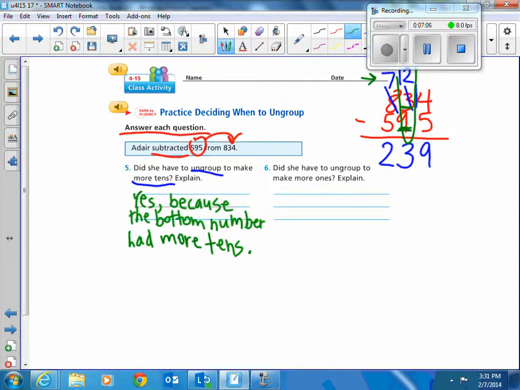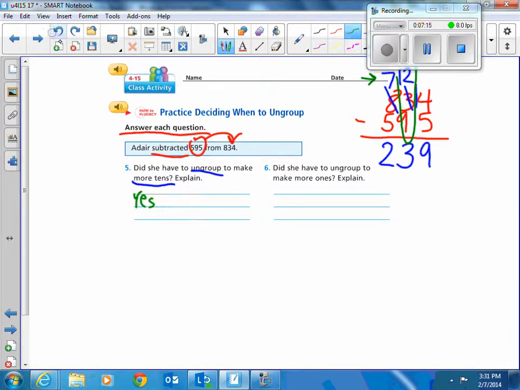Well, let's look at number 6. Let me kind of take away from all the crazy. Hold on just a second. Okay, so now let's look at our number 6. Did she have to ungroup to make more ones? So did we have to make more ones? Did we have to ungroup to make more ones? Well, let's look in our ones place.